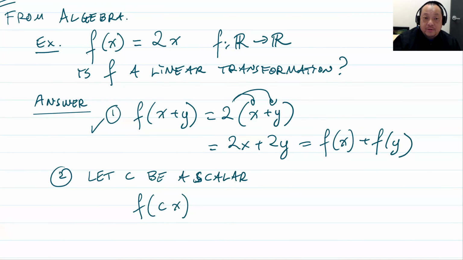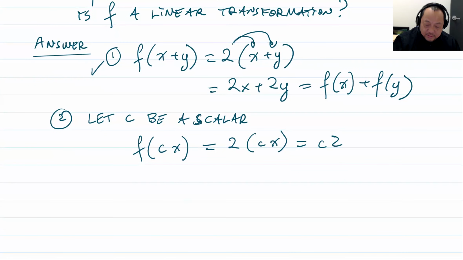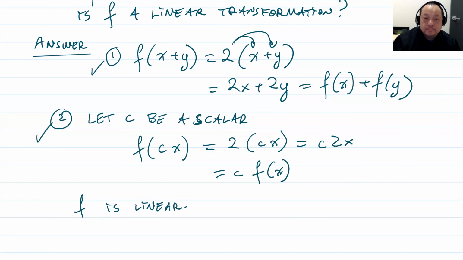What is f of cx? By definition, it is 2 times whatever is inside the parentheses. So it's 2 times cx. But then this is the same as c times 2x, and c times 2x is c times f of x. So yes, this is also met. Therefore, f is a linear transformation. Great. Let's do another example from regular algebra.